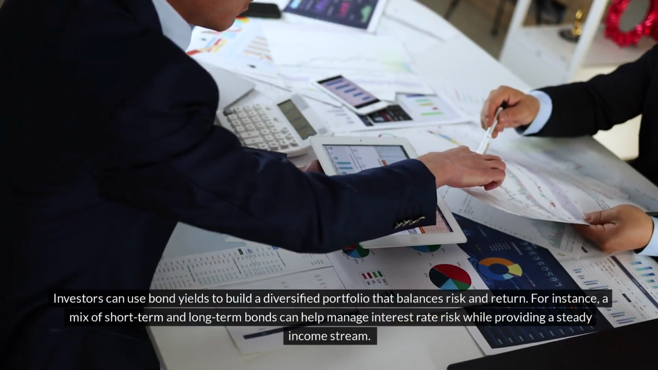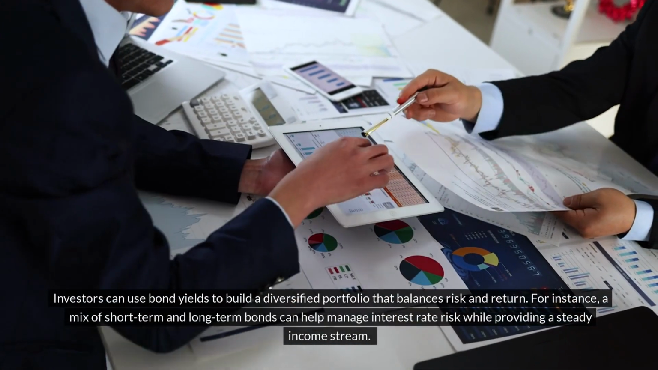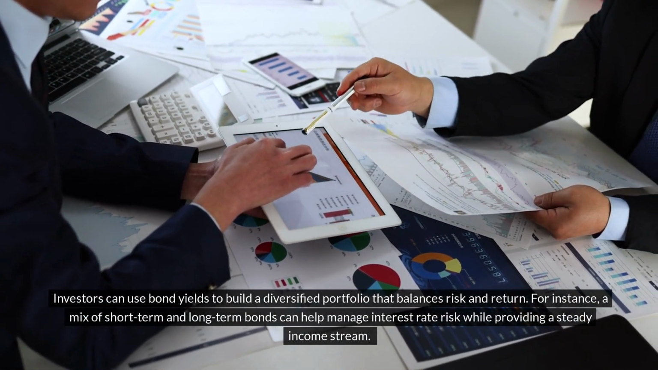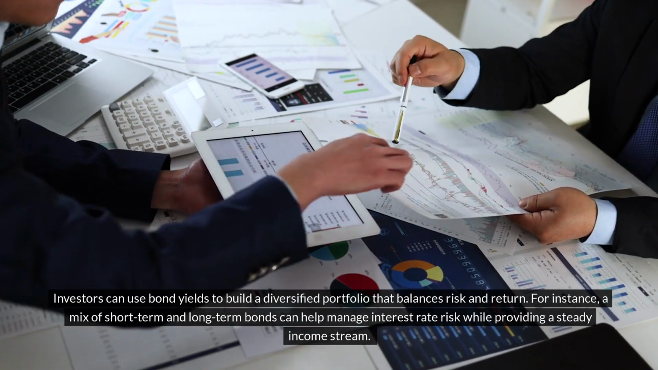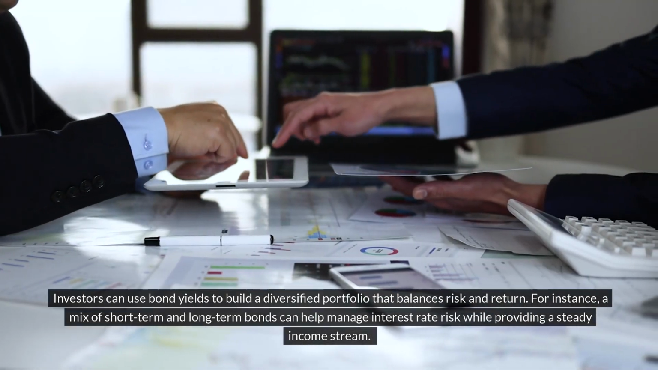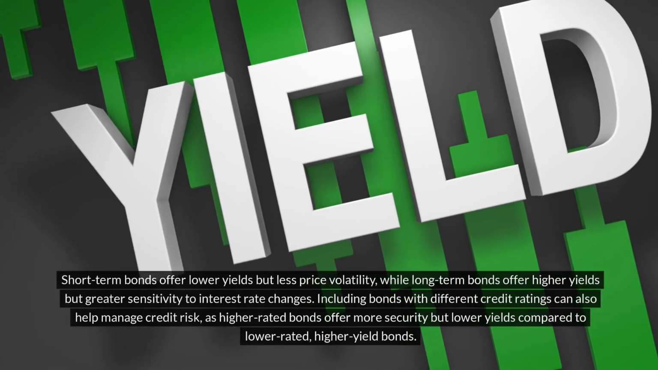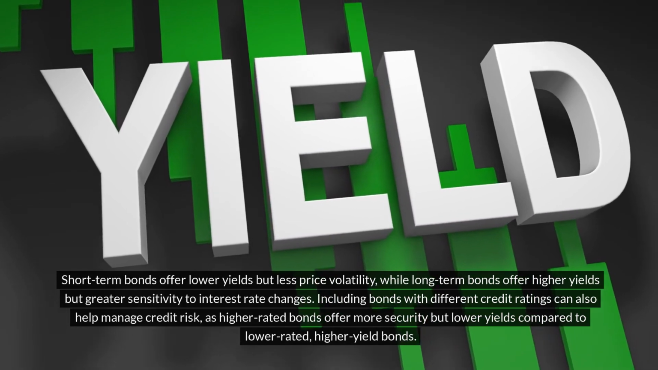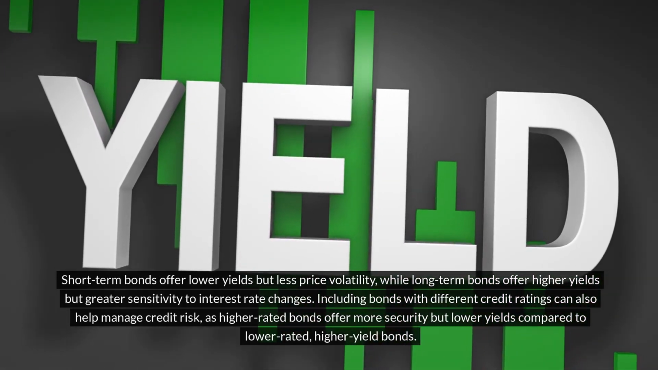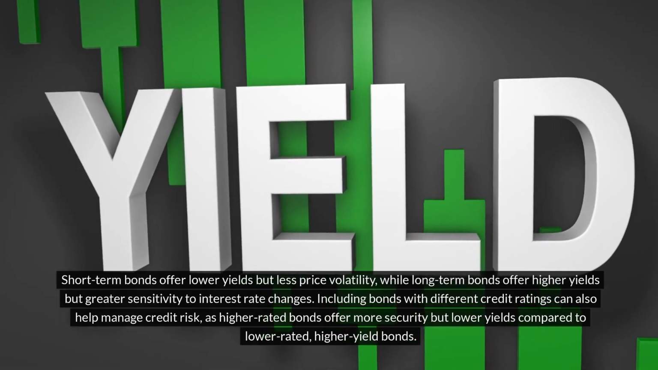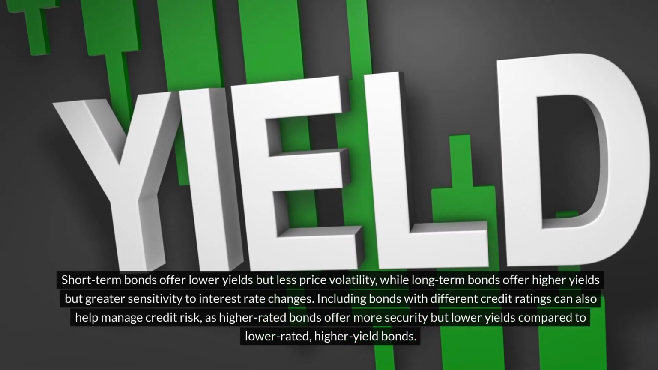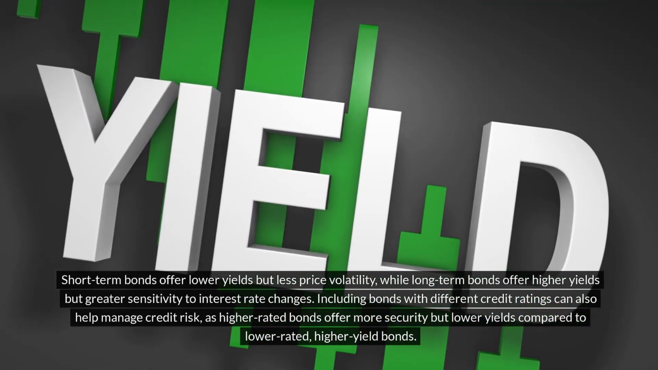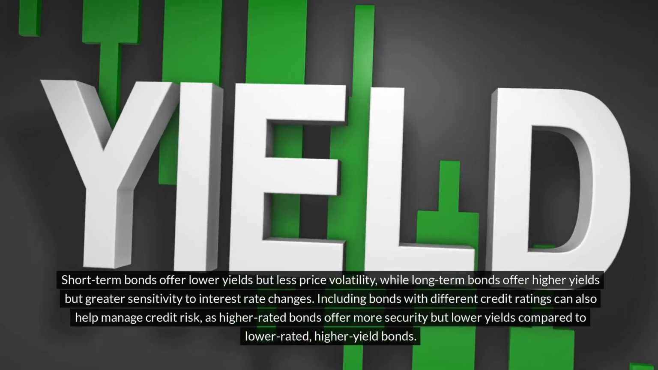Investors can use bond yields to build a diversified portfolio that balances risk and return. For instance, a mix of short-term and long-term bonds can help manage interest rate risk while providing a steady income stream. Short-term bonds offer lower yields but less price volatility, while long-term bonds offer higher yields but greater sensitivity to interest rate changes. Including bonds with different credit ratings can also help manage credit risk, as higher-rated bonds offer more security but lower yields compared to lower-rated, higher-yield bonds.